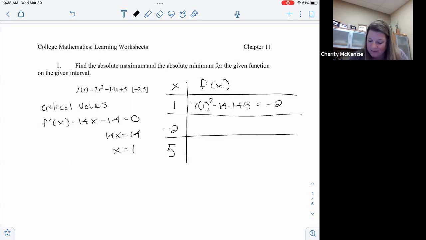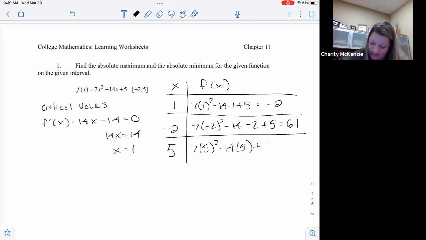Okay, the next value is an endpoint. The graph is doing something and you have an endpoint there. Well, it's an x squared, so traditionally, sorry, this way, and you'll have an endpoint. All right, so we will put that -2 into the original function as well, and with this one, I get 61. Same thing for the last one: 7(5) squared minus 14(5) plus 5 is 110.